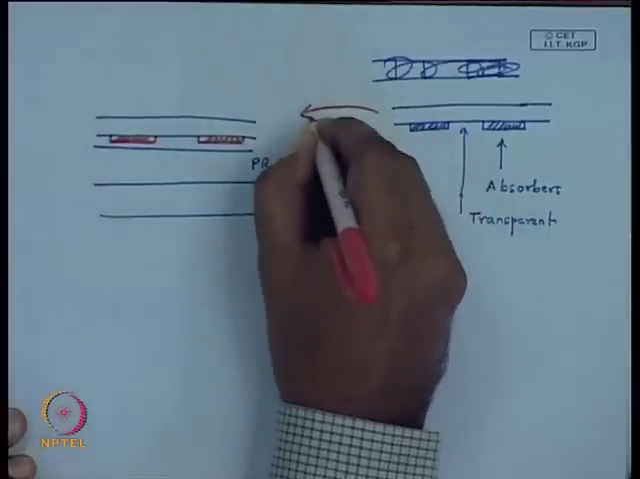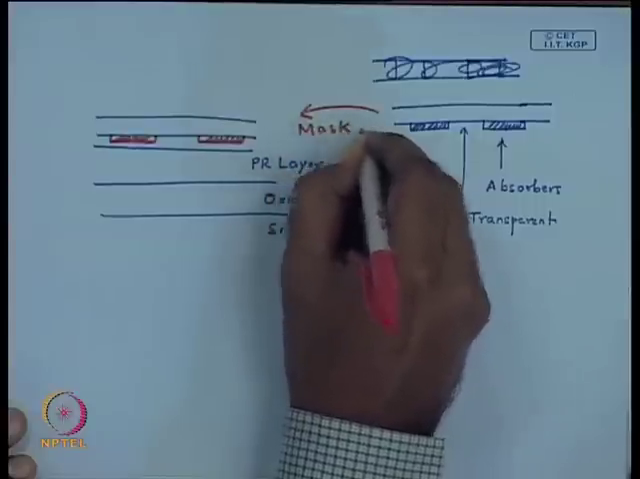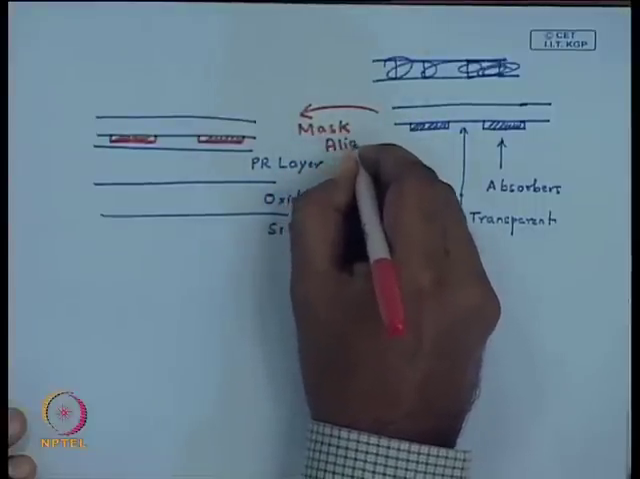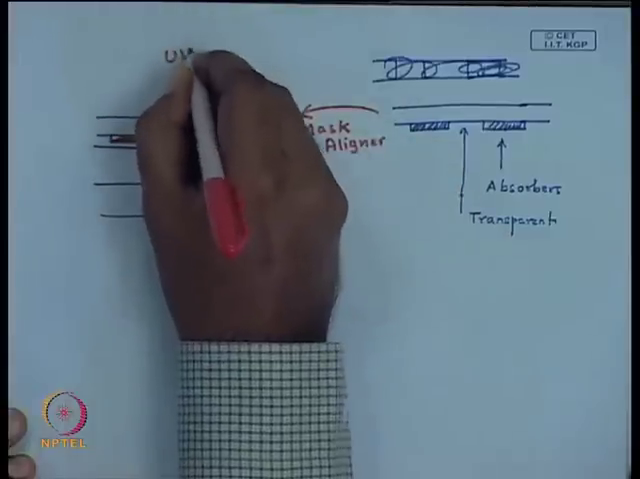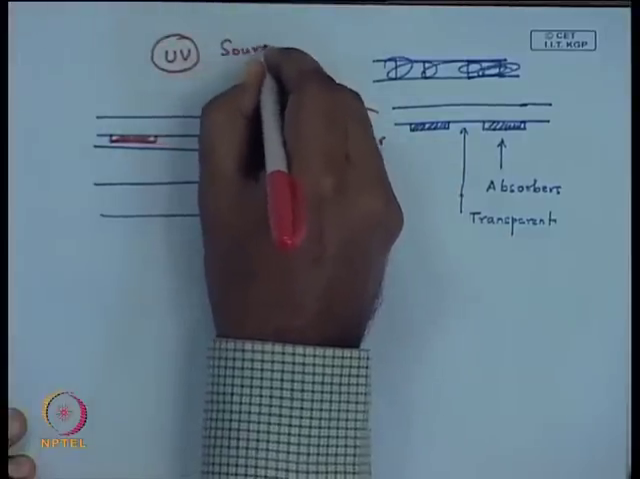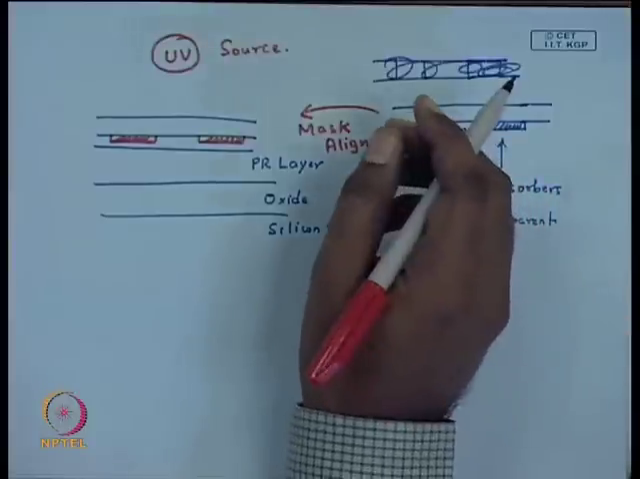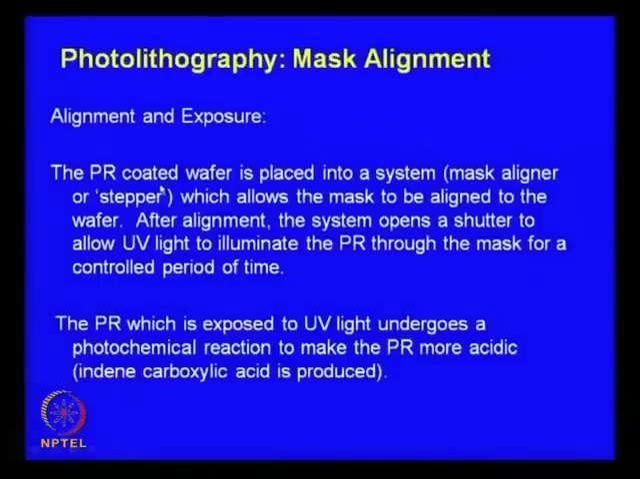This is placed on the photoresist coated film by the mask aligner, and then you have the UV light source which is now ready to shine light on this photoresist layer. The photoresist coated wafer is placed into a system which we already mentioned is known as the mask aligner, or it is many times referred to as the stepper, which allows the mask to be aligned to the wafer. After alignment, the system opens a shutter to allow the UV light to illuminate the photoresist layer through the mask for a controlled period of time.